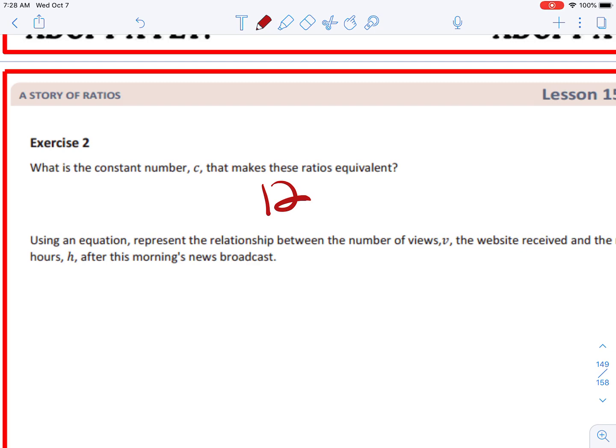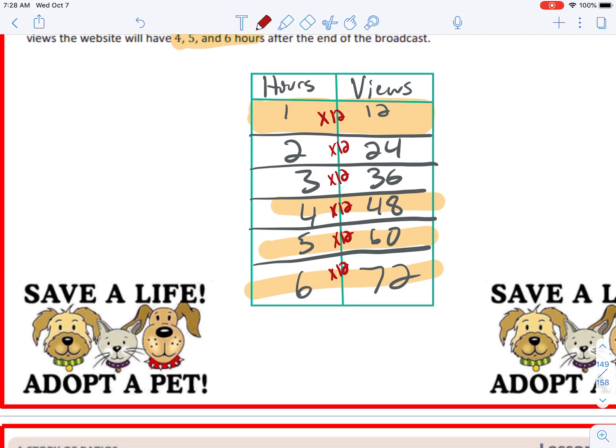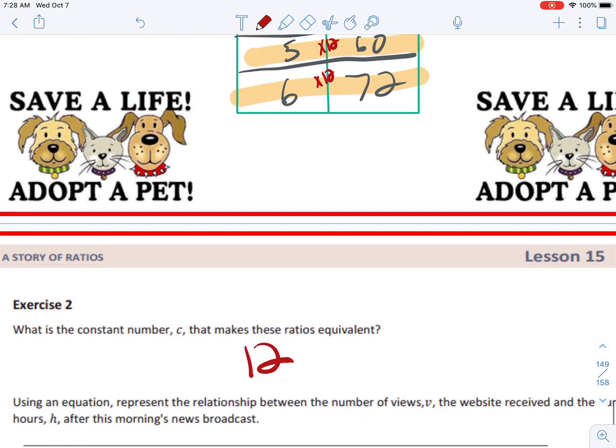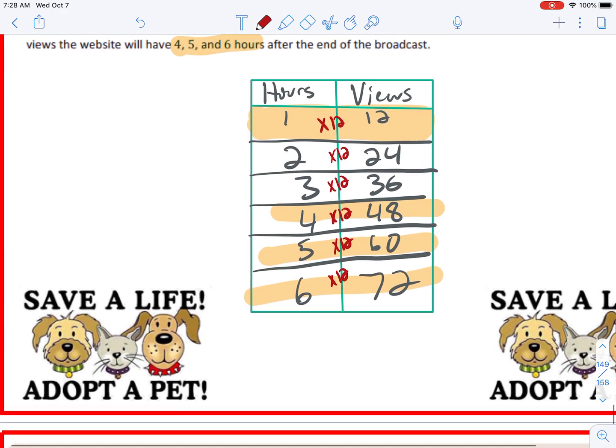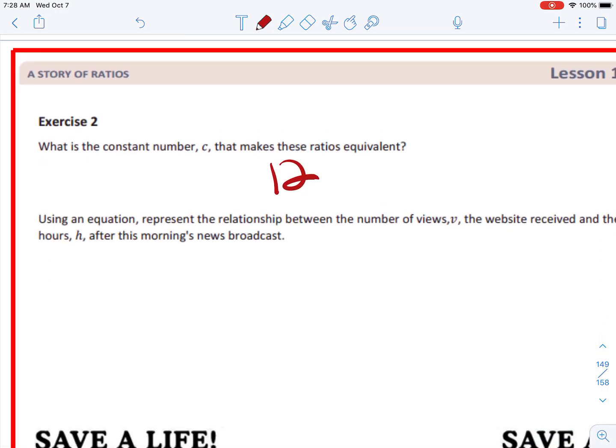represent the relationship between the number of views, V, the website received, and the hours, H, after the morning's new broadcast. So this goes back to last week when we were talking about equations, ratio equations, okay? What do we have to do to hours to get the number of views? Well, you have to multiply hours by 12, okay? So this would be V equals 12H.